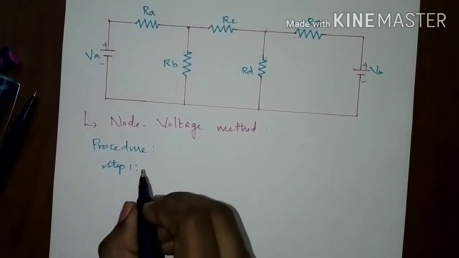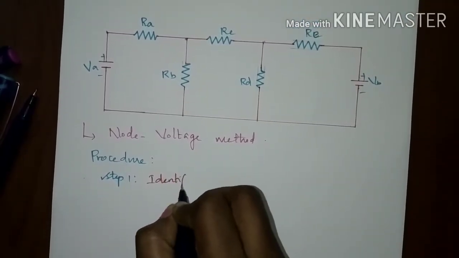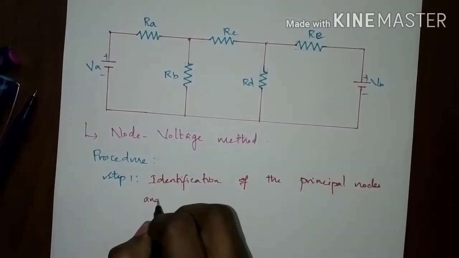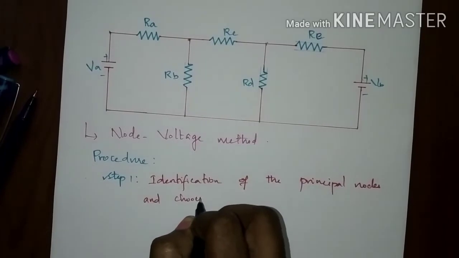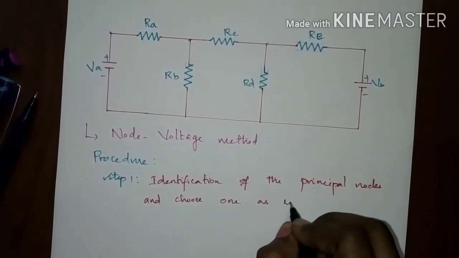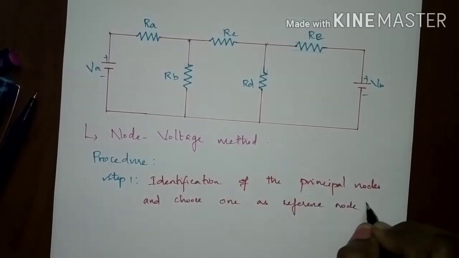The first step is identification of the principal nodes, and choose any one of the principal nodes as the reference node. Commonly the reference node is ground.